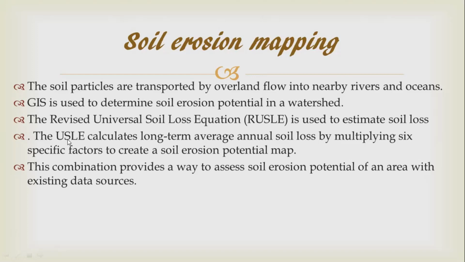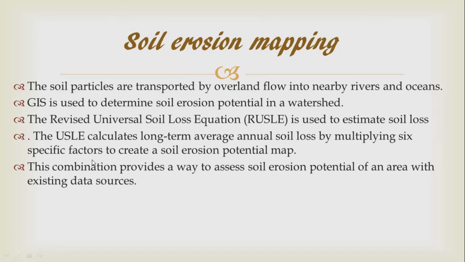So these are the general ways, these are actually a set of calculations which calculates the long-term average annual soil loss. And this calculation involves certain factors, like 6 factors. These are the specific factors. You cannot increase or you cannot decrease these factors. So these factors are used to create the soil erosion potential map.